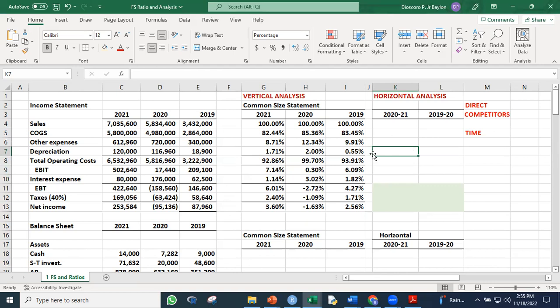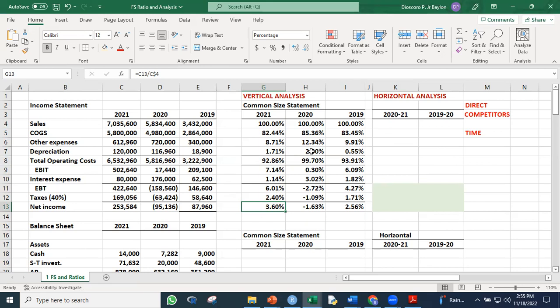Well, for 2021, for example, net income is 3.6%. So that means that for every 100 pesos of sales, the company was earning 3 pesos and 60 centavos. Or for every 1 peso of sales, the company was earning 3.6 centavos. Okay, so if we're taking a look at it from a 1 peso perspective. So how is the performance of the company? You can look at the comparison between years.